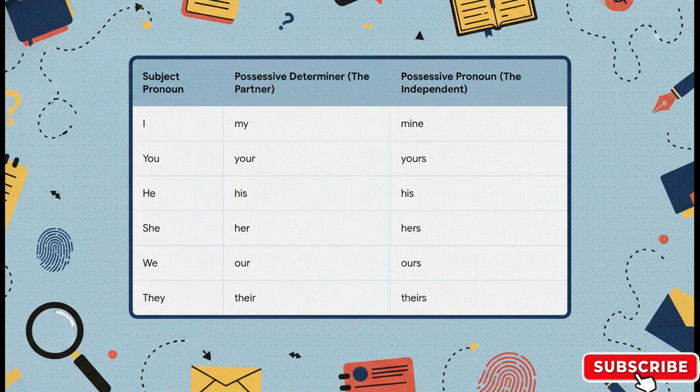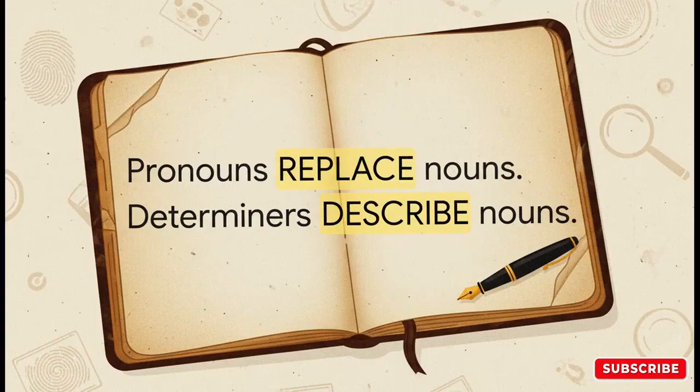Most of the independent words just add an S to their partner version. The big exceptions are my, which becomes mine, and his, which, funnily enough, stays exactly the same. So if you remember just one thing from all of this, please make it this golden rule. Pronouns replace nouns while determiners describe them. That's it. That one little distinction is the key to solving this whole mystery.